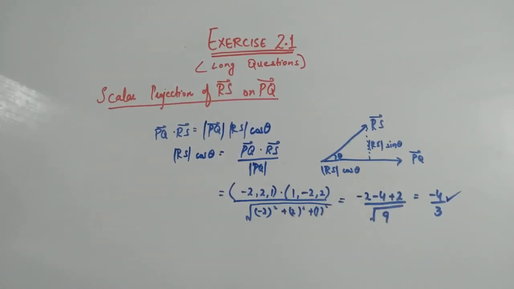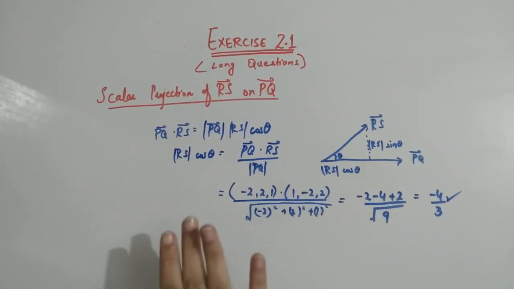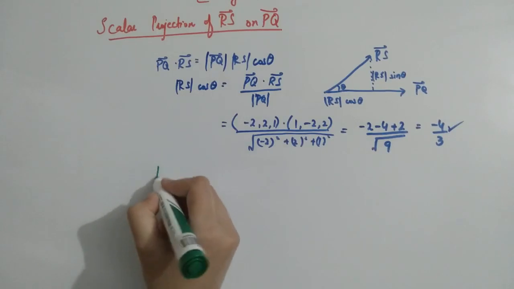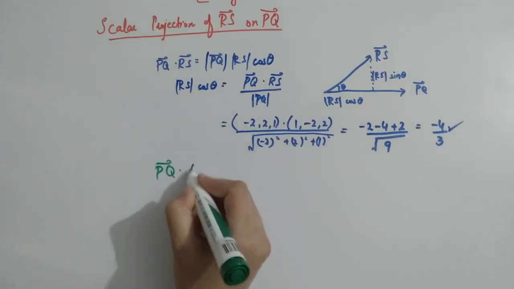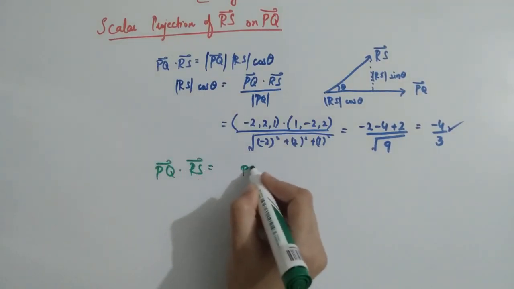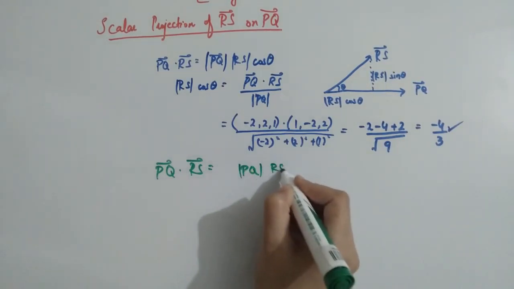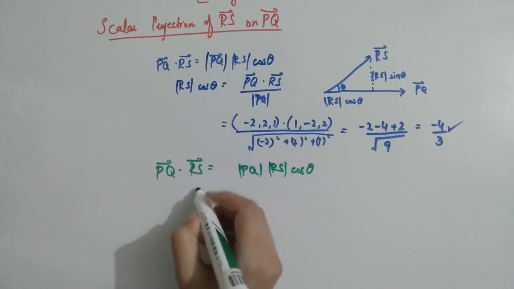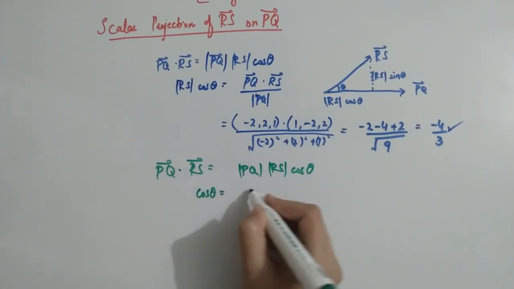Now going towards the second portion of this question, you have to prove that the cos of the angle between PQ and RS is minus 4 by 9. Again you will use the formula of dot product between PQ and RS: PQ magnitude, RS magnitude, cosine of theta. The theta is the angle between PQ and RS. Now you have to find cos theta.